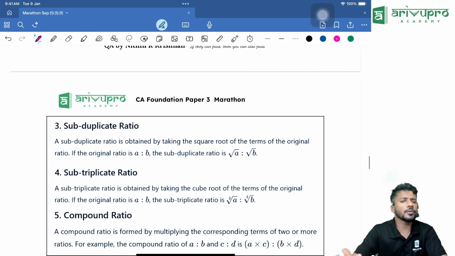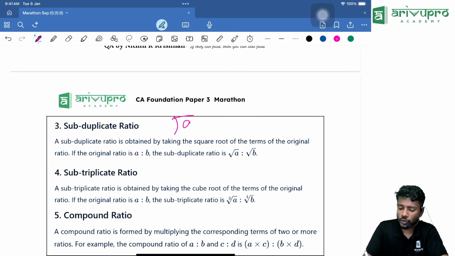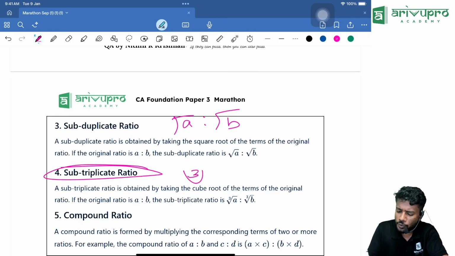Then what do you think about subduplicate? Yes, we are taking the root. Root A is to root B. Then subtriplicate: cube root of A is to cube root of B.